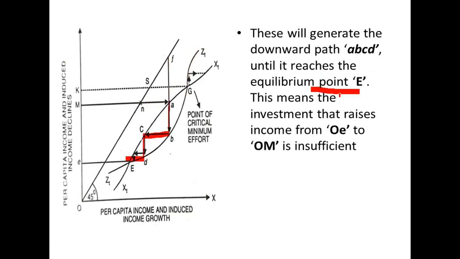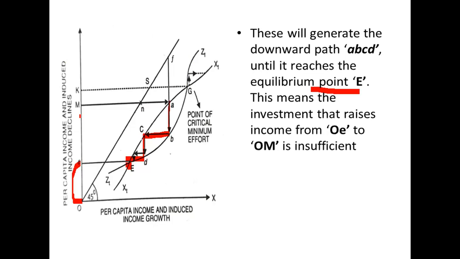Okay, until it reaches the equilibrium point E. This means that the investment that raises income from OE to OM is insufficient. To raise the income from OE to OM we have made some investment, but it seems insufficient, in the sense that it has not taken the economy out of the vicious circle of poverty. Rather, it has brought the economy back again to the earlier low-level equilibrium position E.